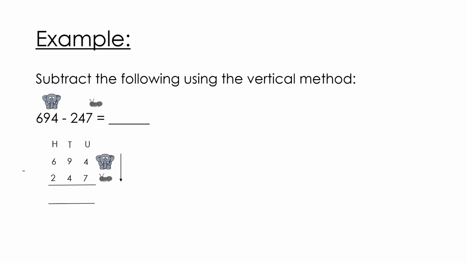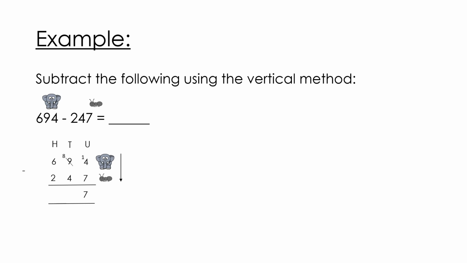4 take away 7 you cannot do. So you need to borrow from the 9, which becomes 8. Remember, you can only borrow 1. The one that you've just borrowed gets given to the 4. This number now becomes 14, not 5. 14 take away 7, you can use your fingers if you need to, is 7.